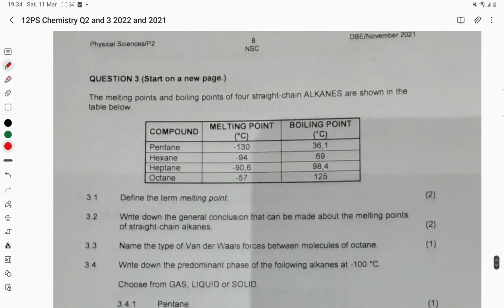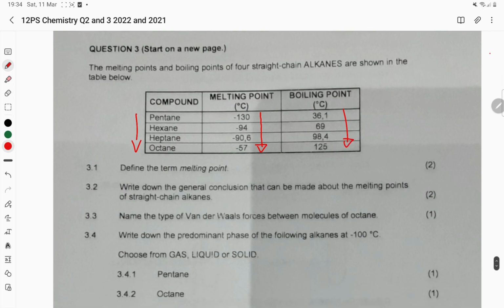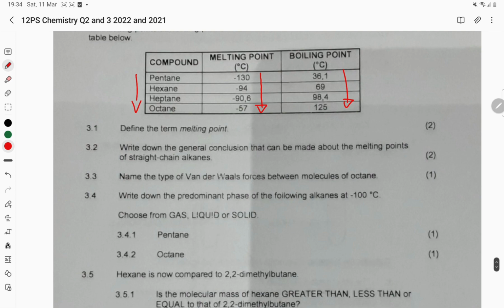Okay, Question 3. Start on a new page. Still 2021 chemistry. We have melting points and boiling points for straight chain alkanes shown below: pentane, hexane, heptane, octane. As you increase the chain length, you will see a few things. The boiling point increases as your chain length increases. The melting point and the boiling point also increase. So to find the melting point, I just study that.